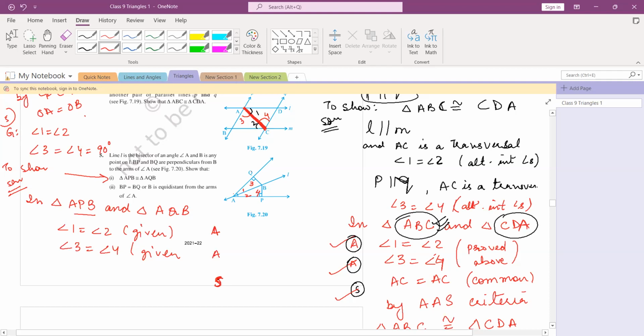Now tell me which information I can use here for the side. Ma'am, line AB. Yes. So AB is a part of both the triangles. So I can write AB is equal to AB, which is common.